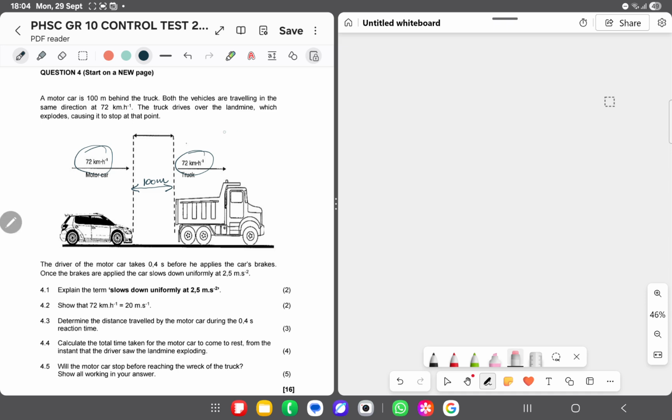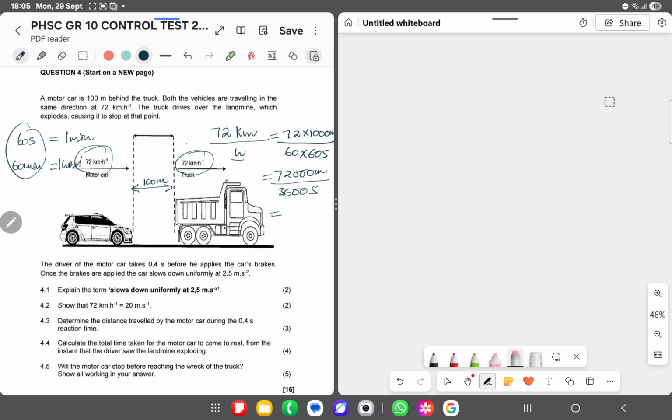So how do you convert that one? It will be 72 kilometer per hour. We know 1 kilometer is equal to 1,000 meters. Then the hours, we start with the seconds. 60 seconds is 1 min, 60 min is 1 hour, so I'm having 60 multiplied by 60 there. So that will be 72,000 meters divided by 3,600 seconds. Once you calculate that, it should be 20 meter per second.